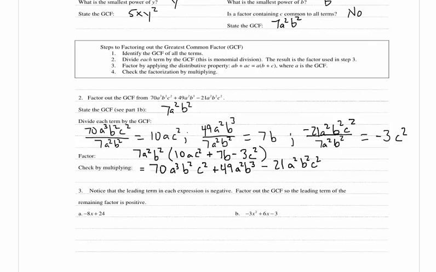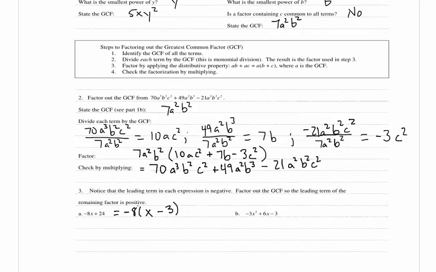In 3, it says, notice that the leading term in each expression is negative. Factor out the greatest common factor so that the leading term of the remaining factor is positive. So in A, we have negative 8x plus 24. And if we were to factor out a negative 8, it would make our leading term positive. And if I factored out a negative 8, we have negative 8x divided by negative 8 is going to give us x. And 24 divided by negative 8 is negative 3. So we can say that negative 8x plus 24 is equal to negative 8 times x minus 3.